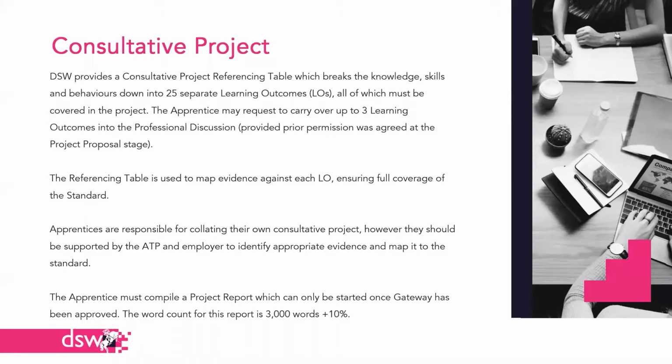And apprentices are responsible for collating their own consultative project. However, they should be supported by the training provider and employer to identify appropriate evidence and map it to the standard. The apprentice must compile a project report, which can only be started once gateway has been approved. And the word count for this report is 3,000 words plus 10%, and anything above this will not be assessed.